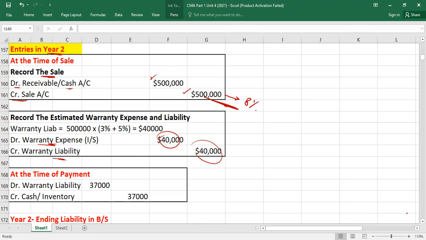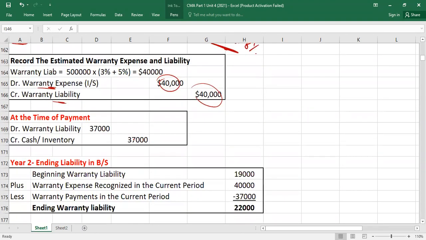Right? And in year 2, there is warranty payment also of how much? 37,000 is given in the question. So you will debit warranty liability by 37,000 and credit what? Cash or inventory by 37,000. Can you calculate warranty liability for year 2? Warranty liability for year 2.